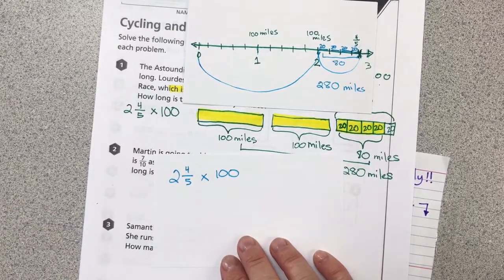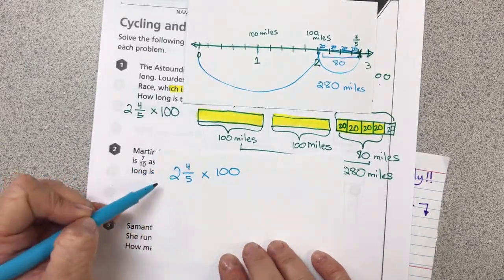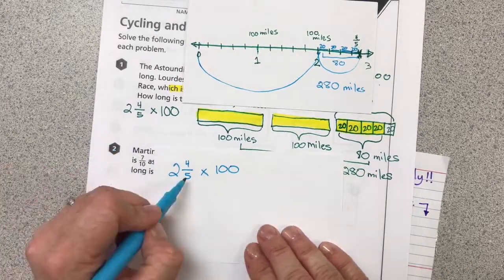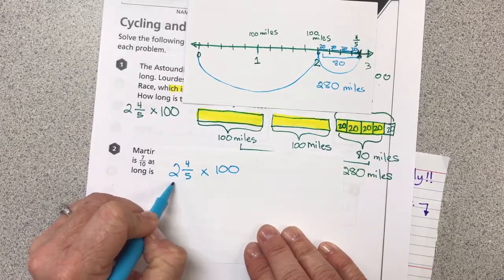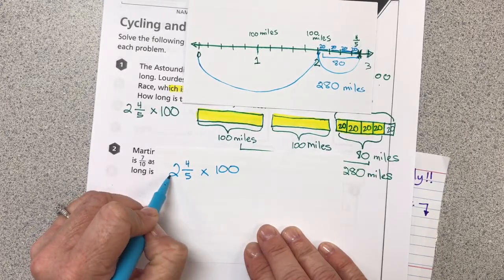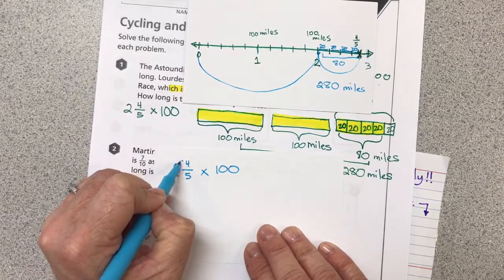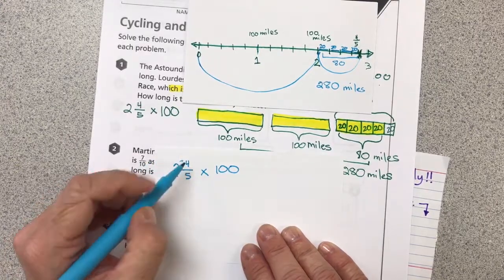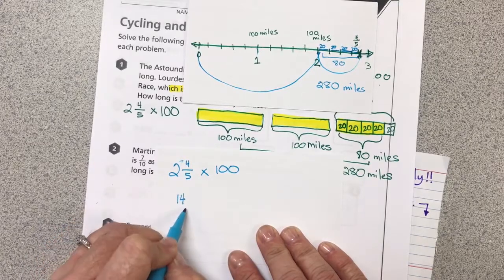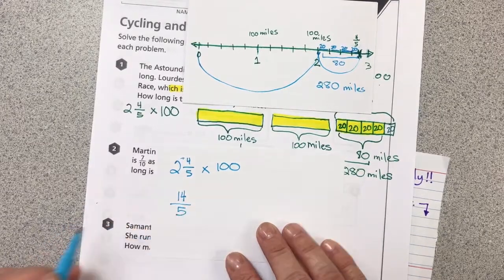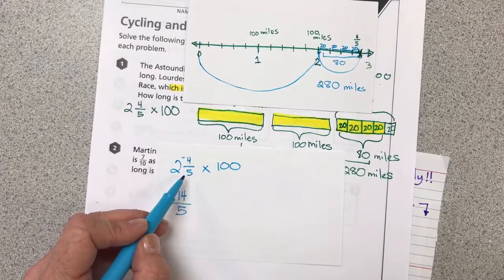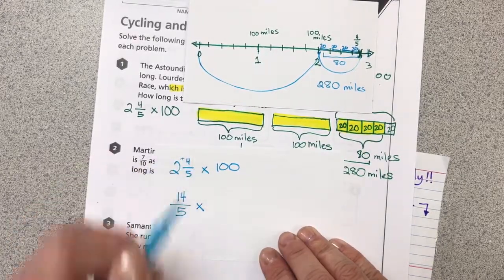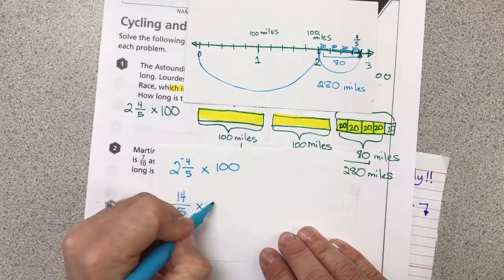And typically, if there's a mixed number, I will change that into an improper fraction. To do that, you multiply the denominator times the whole number, so 5 times 2, which is 10, and then you add the numerator, 4. So 5 times 2 is 10, plus 4 is 14. So 14 fifths, which you put over the denominator. So now you have 14 fifths, which is the same thing as 2 4/5, times 100.